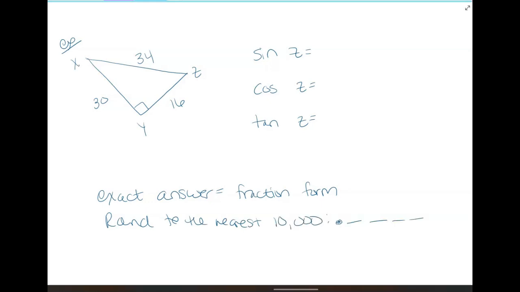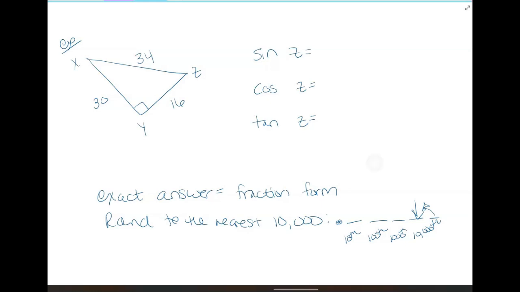If you're in a decimal form, this is the tenths place, this is the hundredths place, this is the thousandths place, and the 10,000ths place here is the fourth. So if it asks you to round to the nearest 10,000ths, remember you look at that fifth digit then and round appropriately.